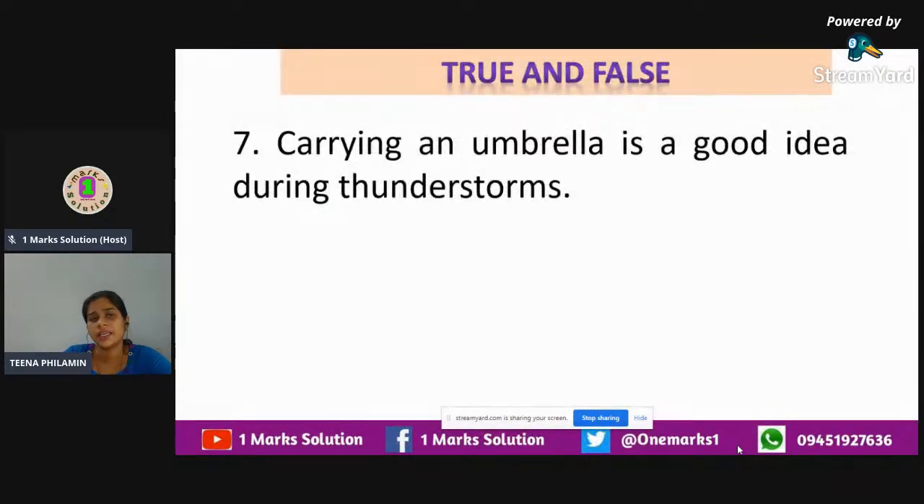Next one: carrying an umbrella is a good idea during a thunderstorm. Actually, lightning is an electrical discharge, so it will strike the umbrella and cause damage or accidents to the humans using it. So it is a false sentence.